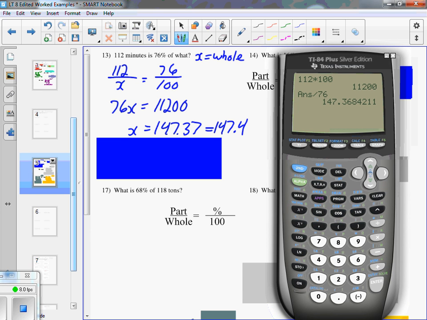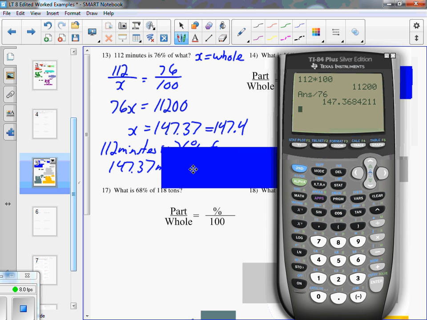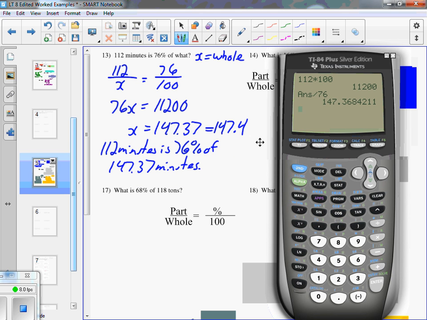And I guess if I'd have paid attention to the directions, I would have rounded to the nearest tenth, like they told me to. But once you think you know what X equals, look up at the screen and see if you got it right. So 112 minutes is 76% of 147.4 minutes.